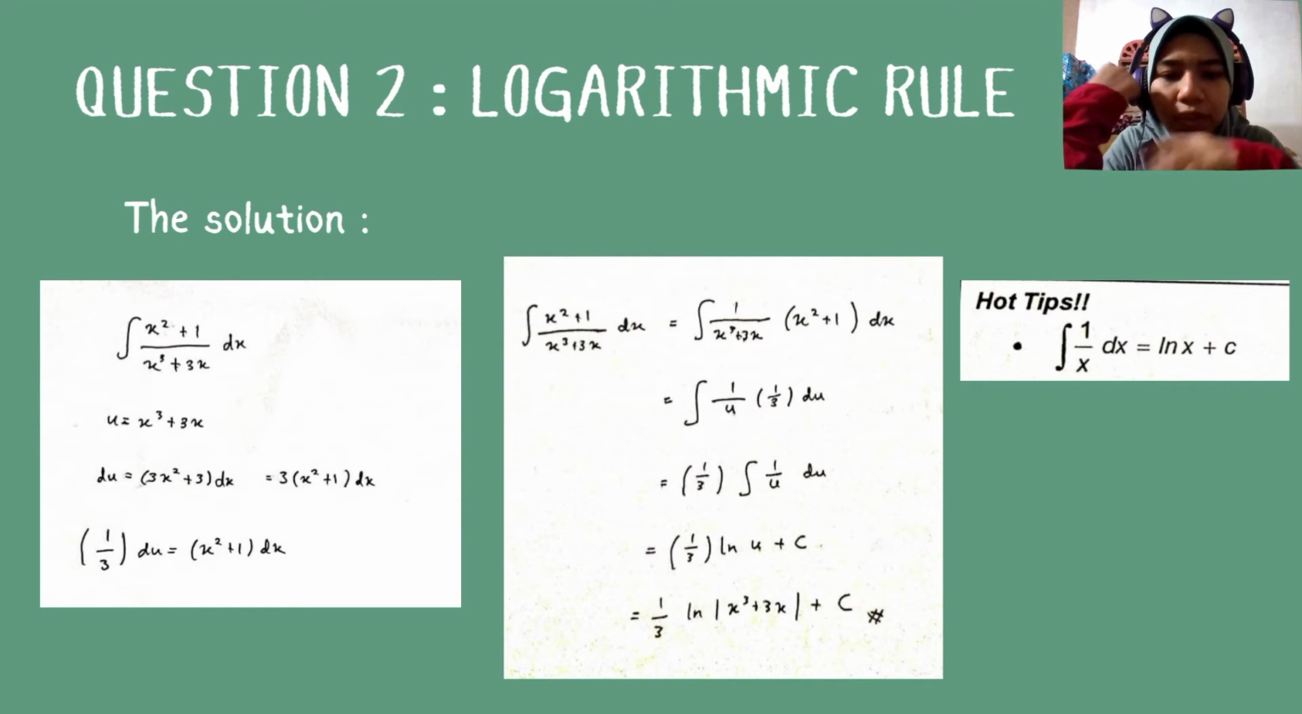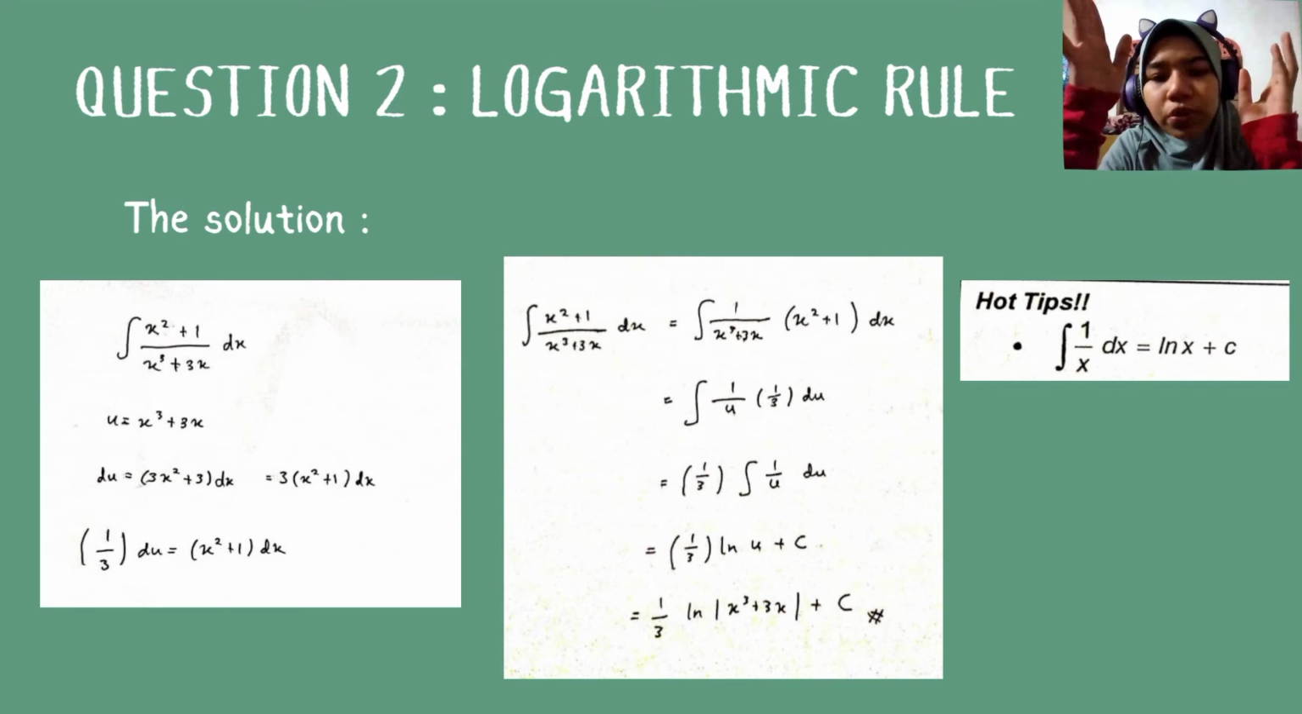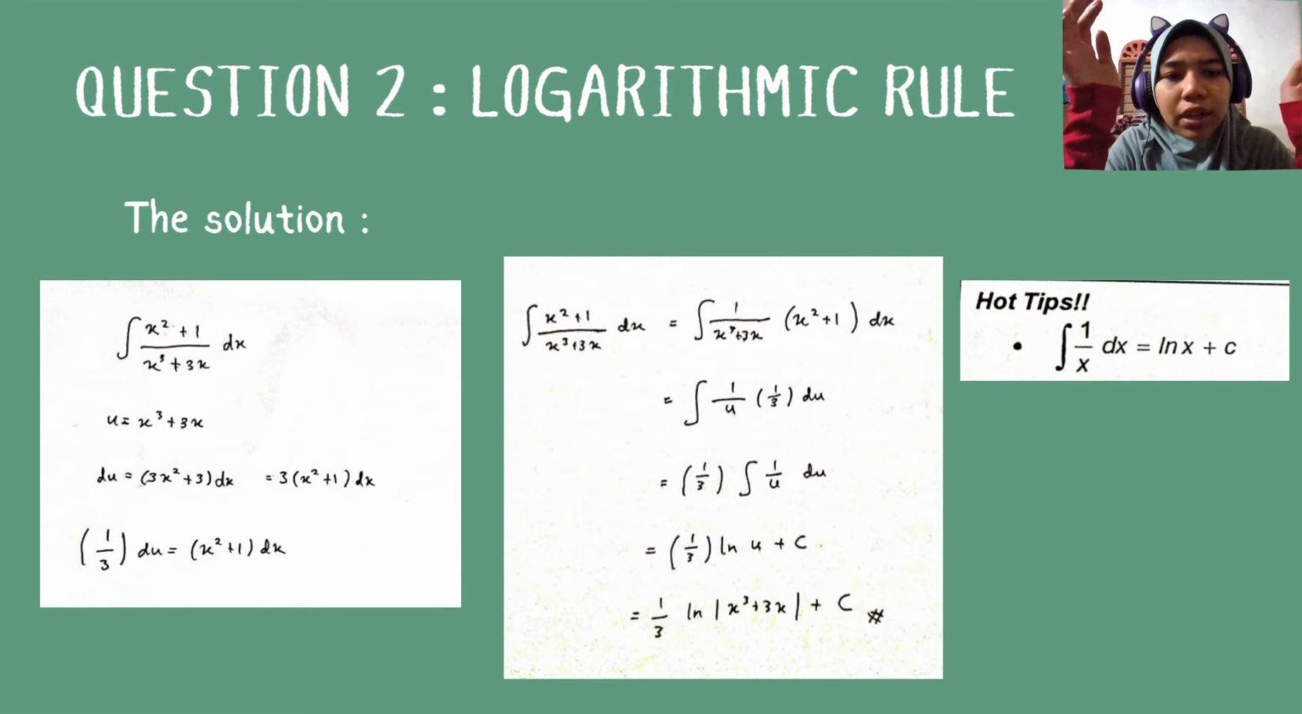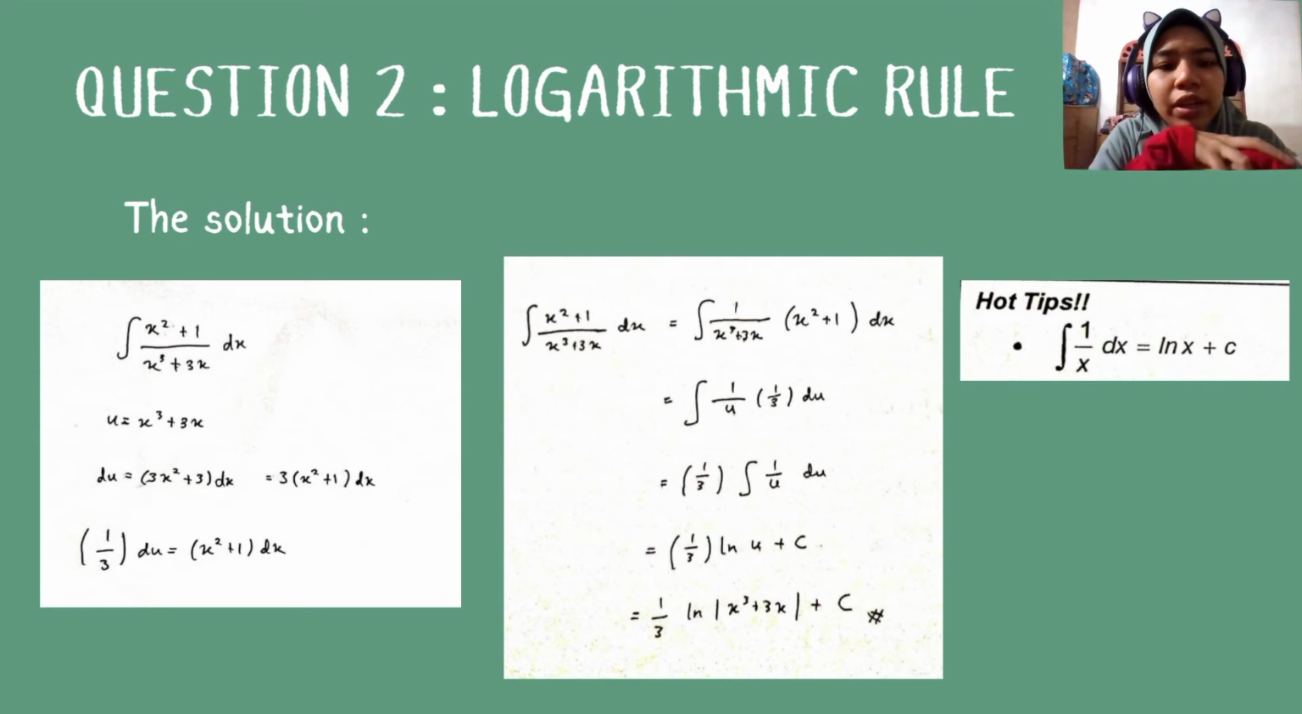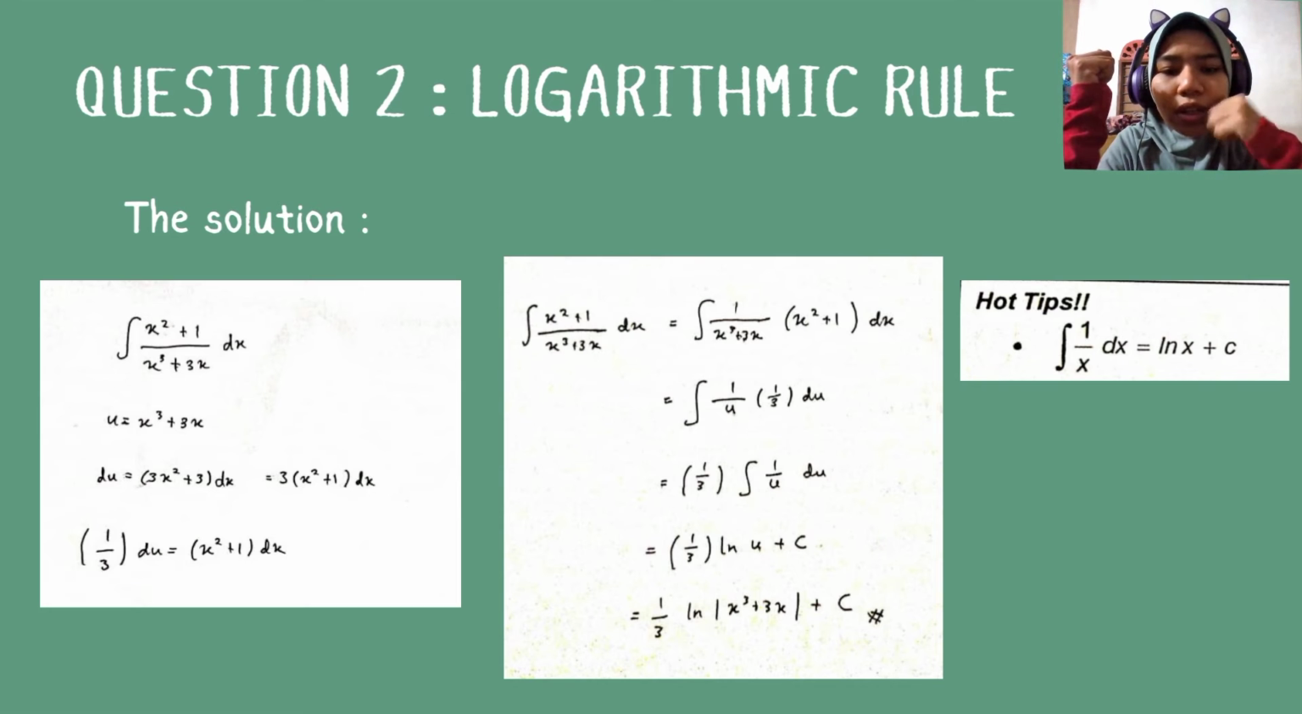Okay, next we will put the 1 per 3 into the front, and then it will remain the integrate 1 per u du. And then we look at the hot tips that I put. Integrate 1 per x dx equal to ln x plus c. So because we use u, then it will become u.